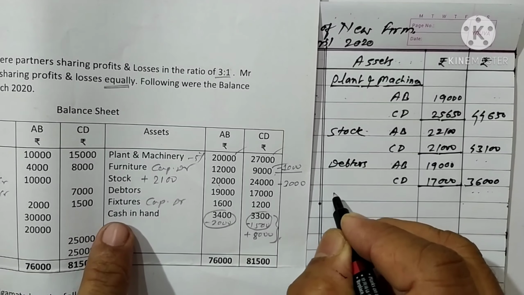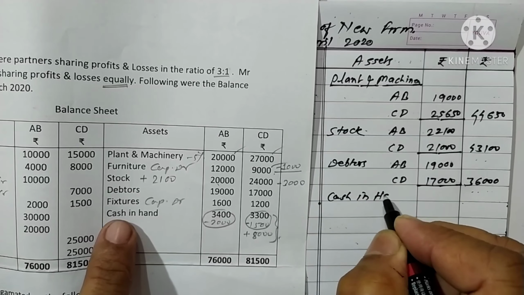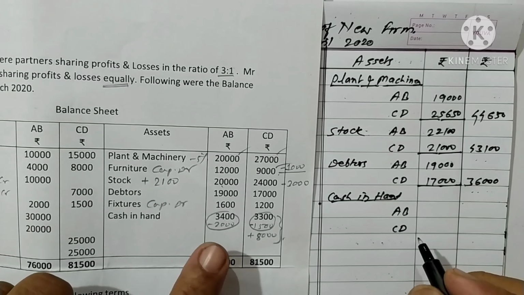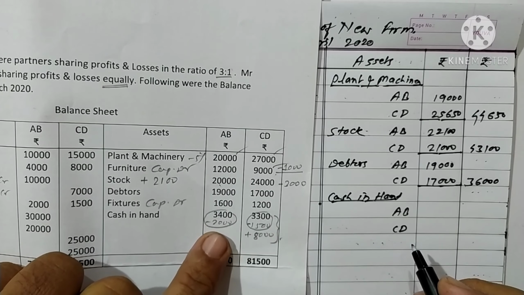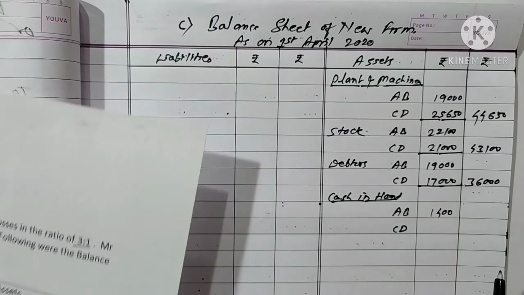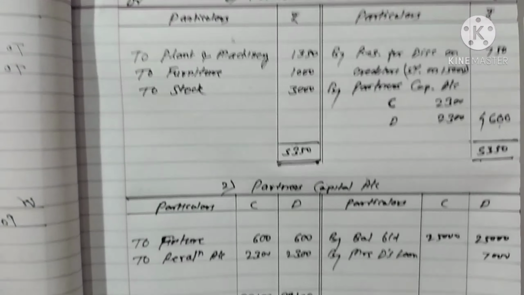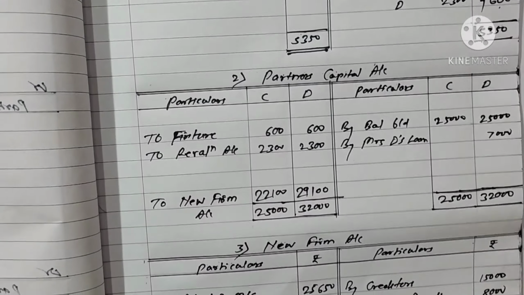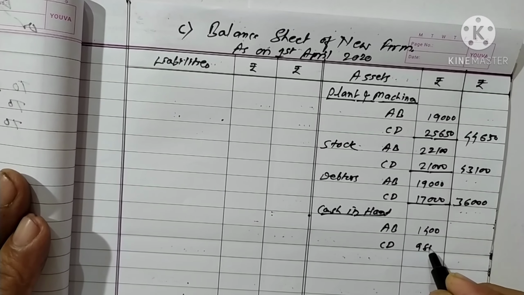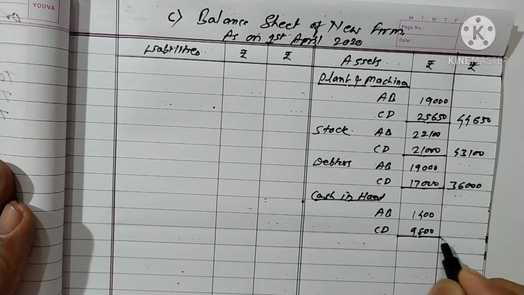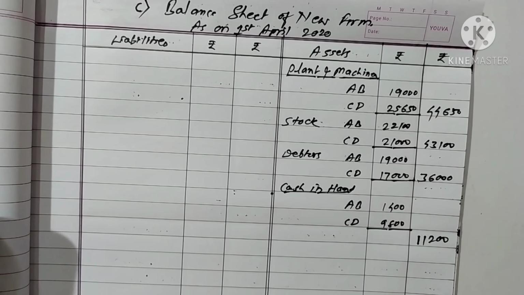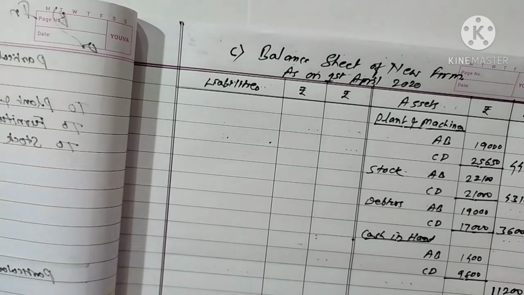Next fixture is transferred. No fixture here. Cash in hand, AB firm and CD firm. Here cash in hand 3,400 minus 2,000, it's 1,400. And here we have to see in the last accounts, cash 9,800. We write here it is 9,800. Now we make the totals, 11,200.